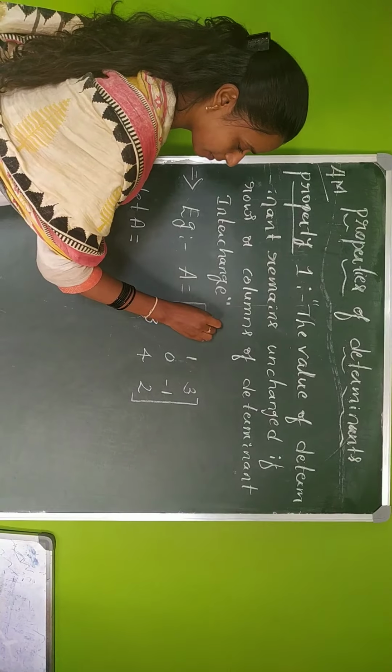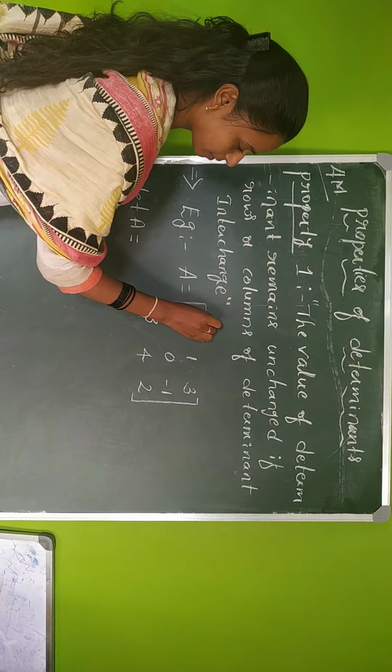Next, the third element is plus 3. So here is the first row and the last column. 1 into 4 is 4. Next, minus 0 into 3 is 0. You just simplify this: 2 into 0 plus 4 is 4, minus 1 into 2 plus 3 is 5, plus 3 into 4.